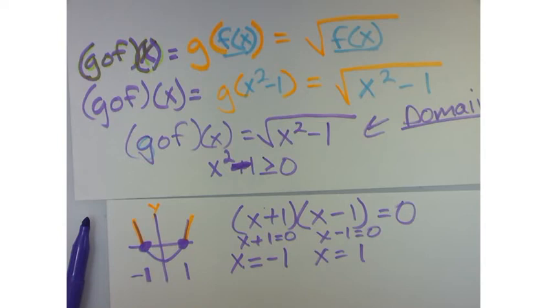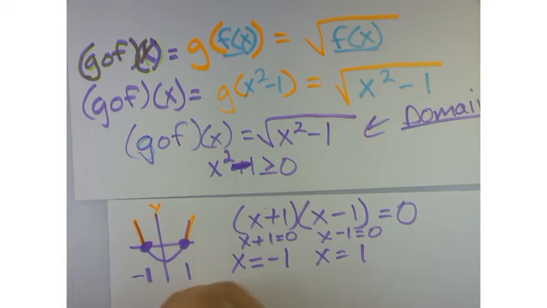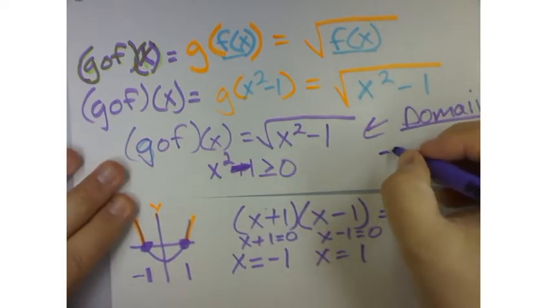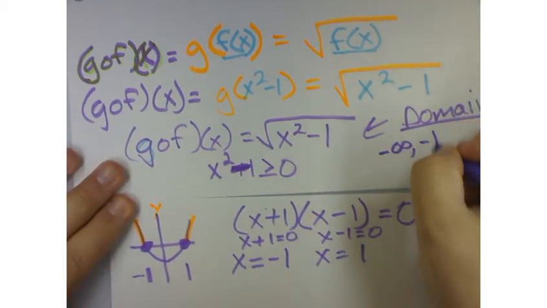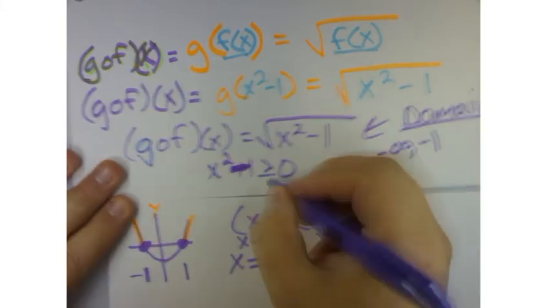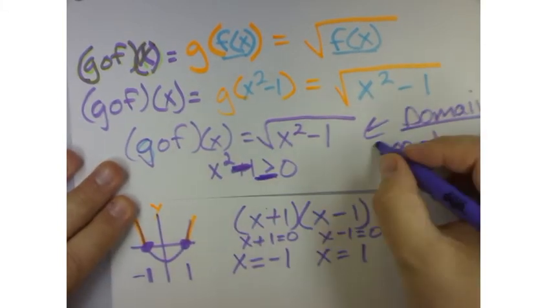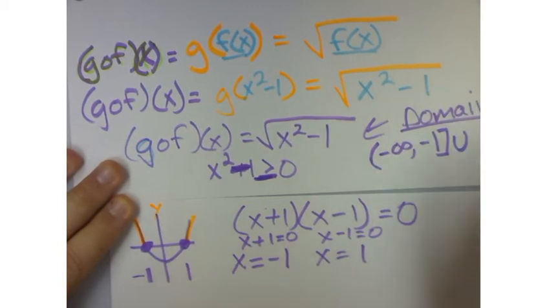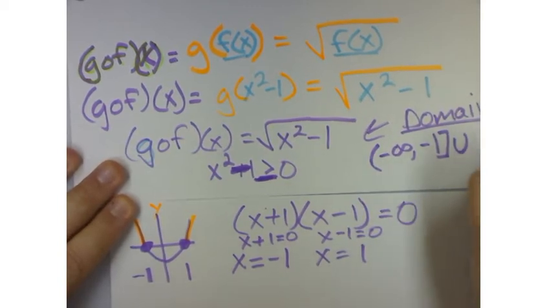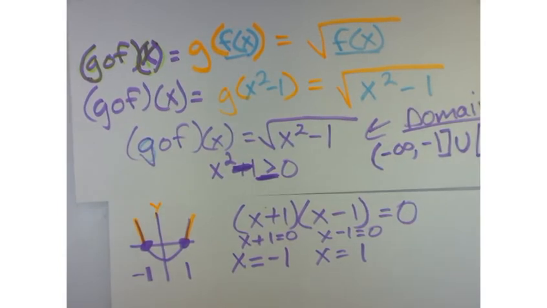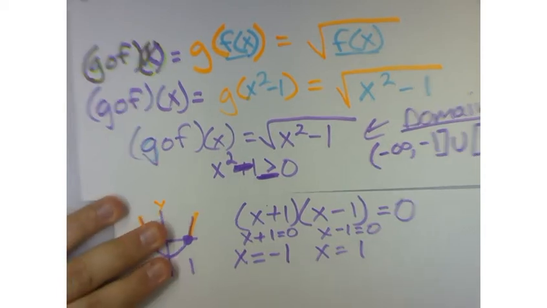So our domain then would have to be what? Our domain would have to be negative infinity, comma, negative 1. Can we include negative 1? Yeah, because it can equal 0. Union 1 comma infinity. Can we include 1? Yeah. Let me zoom out a little bit so you can see everything I've written down.